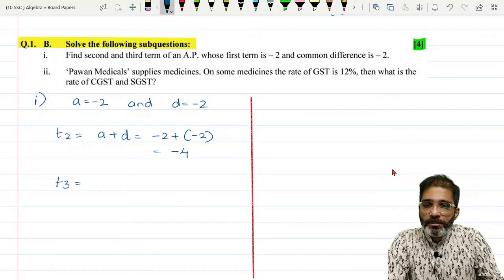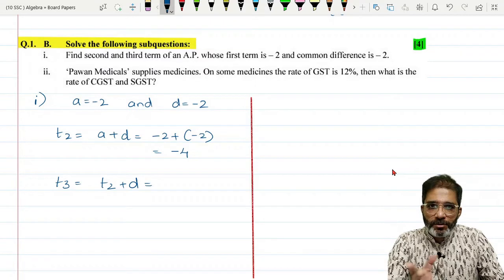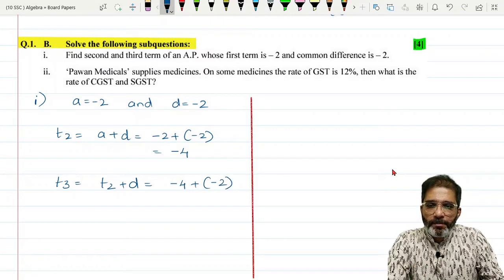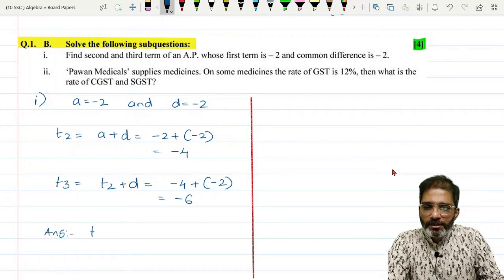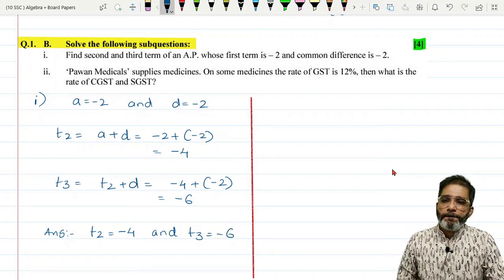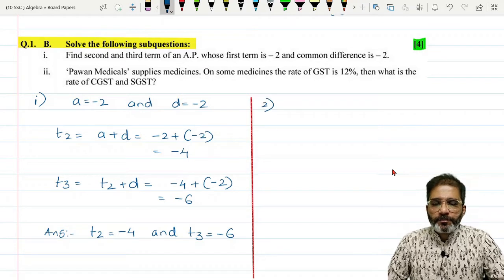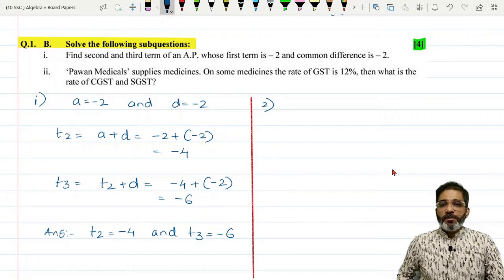So we get the answer as minus 4, that is the second term. The third term is nothing but the second term plus the common difference. So we got the second term as minus 4 plus minus 2, which is the common difference. So the answer is minus 6. So we get the final answer: the second term is minus 4 and the third term is minus 6.